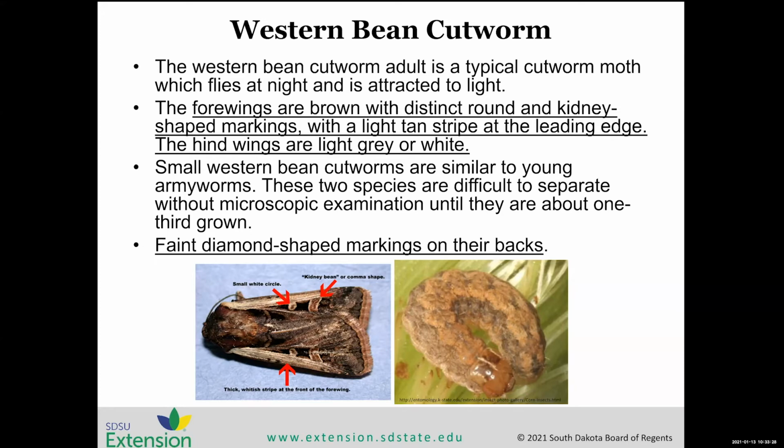Small western bean cutworms are similar to young armyworms. These two species are difficult to separate until further examination, and you could apply that to a lot of these caterpillar pests here. They have faint diamond-shaped markings on their back. As you see on the right picture there, they have the dark brown, but then you kind of have that tannish orange running right at the top of the insect there.